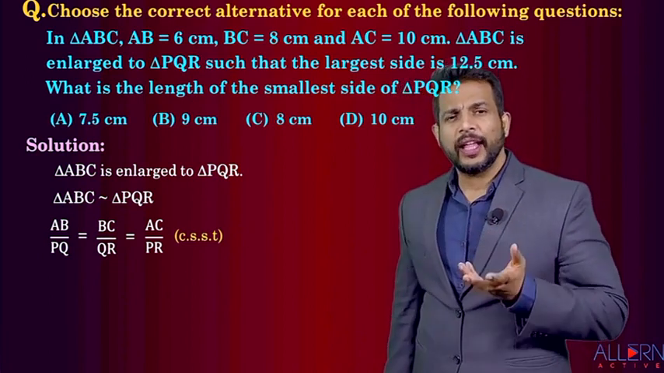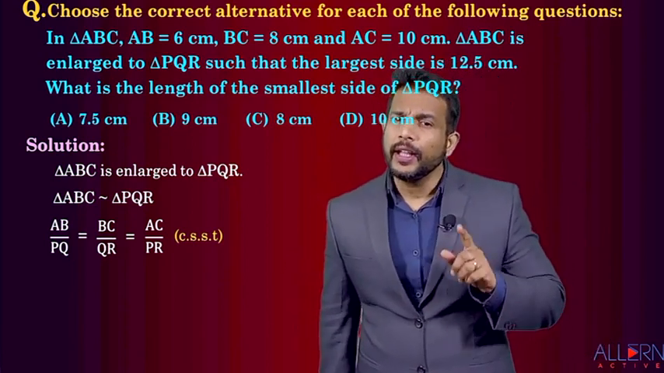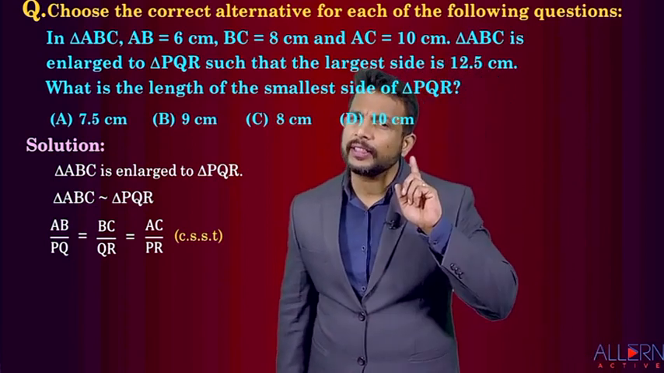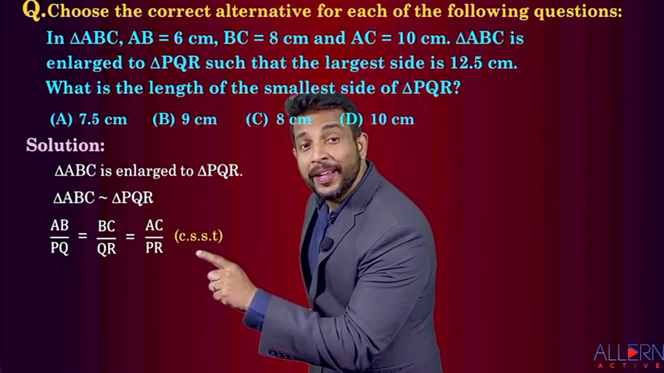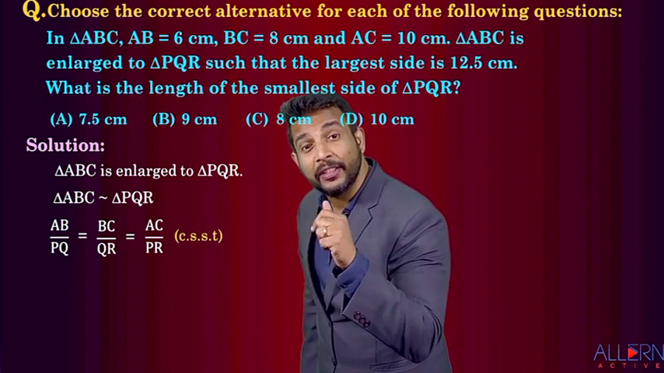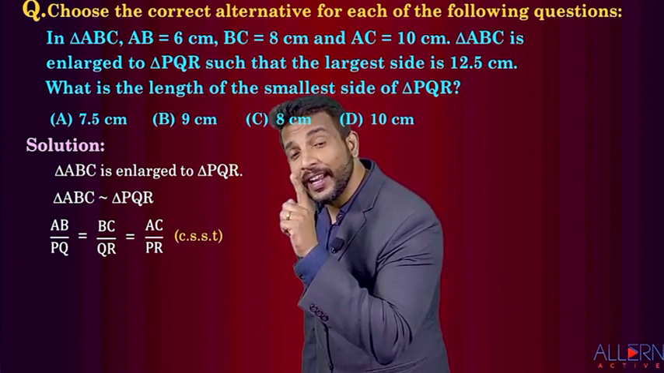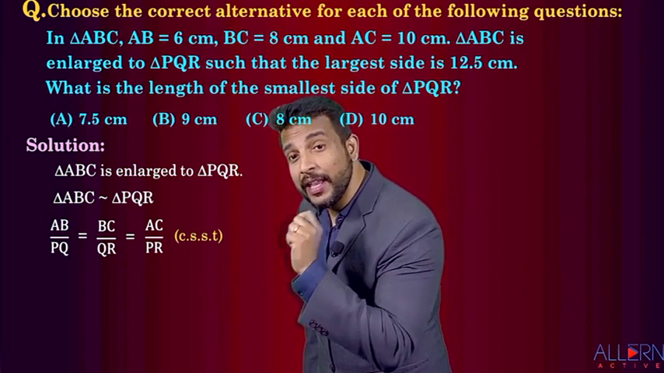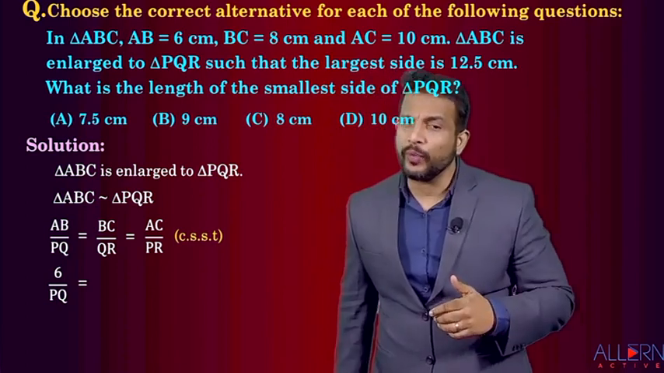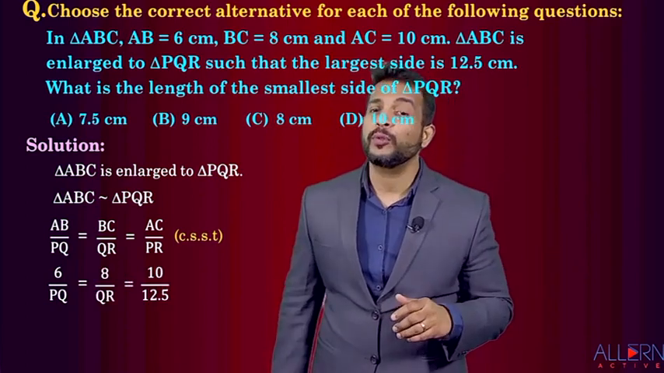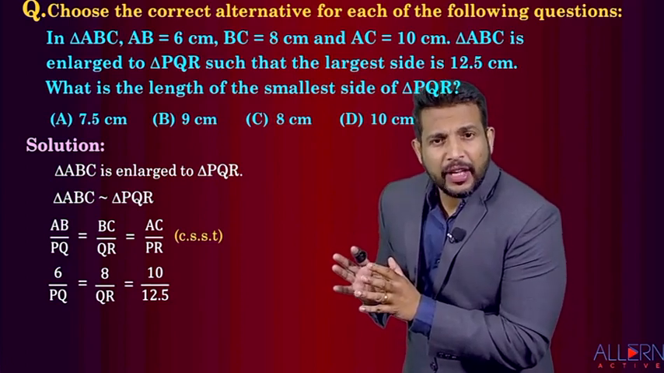But which is the largest one? Now we know that in triangle ABC, if you look, largest side is AC and AC, its corresponding side is PR. That means PR is given as 12.5. And they're saying find the smallest side. Smallest side, which one is the smallest side? The smallest side in triangle ABC is nothing but AB. That means its corresponding side is PQ. That is what we need to find. So just substitute those values which we know. And once we substitute, this is what we end up getting.